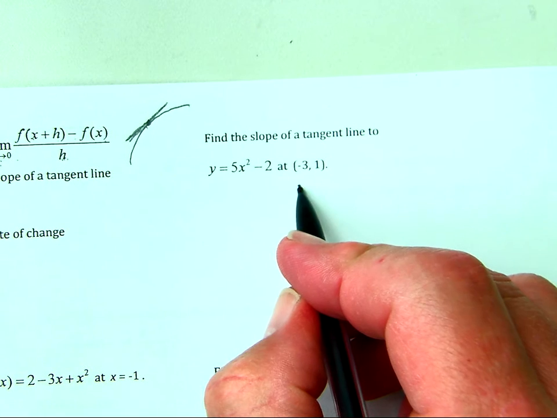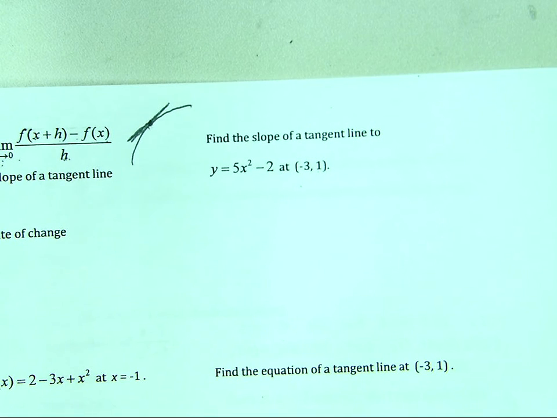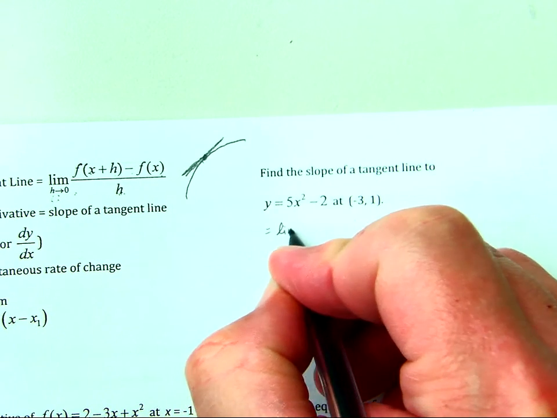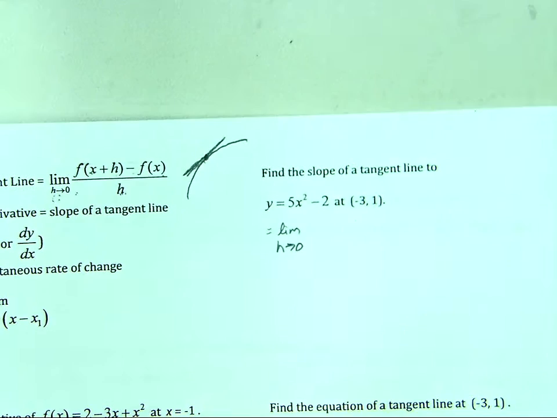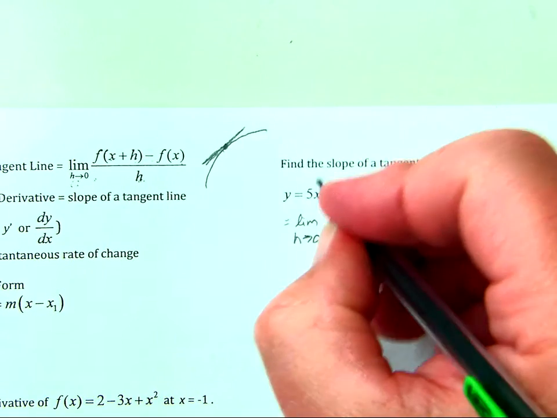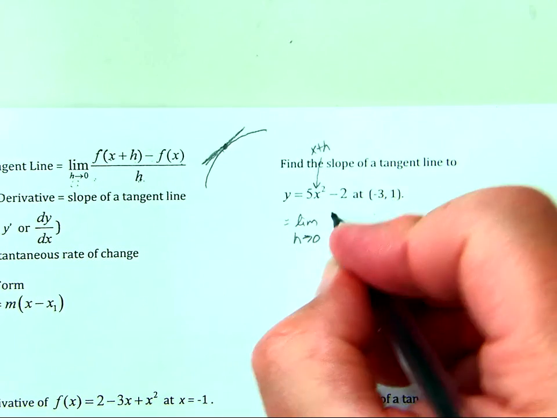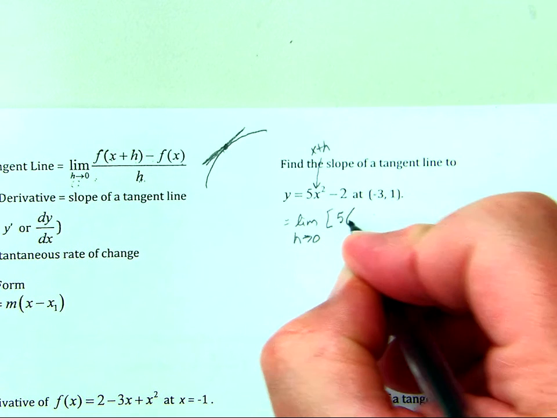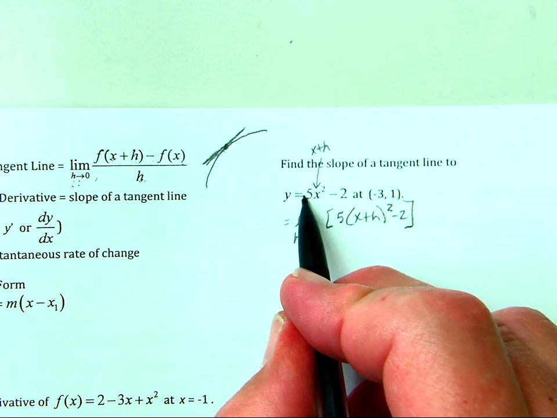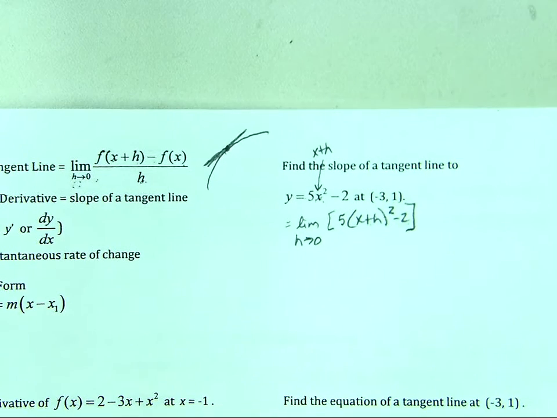So if I had this one right here and I said, find the slope of a tangent line at the point -3, 1. First, we're going to use this formula. So the slope of a tangent line equals the limit as h approaches 0. Now the first thing is f of x plus h. Remember, that says we're going to put x plus h in for x. So for this x right here, we're going to put an x plus h in place of that x. That means we're going to have 5 times x plus h squared minus 2. So that's this first part. In place of that x, we're putting an x plus h, so it is squared, and then we still have a minus 2.